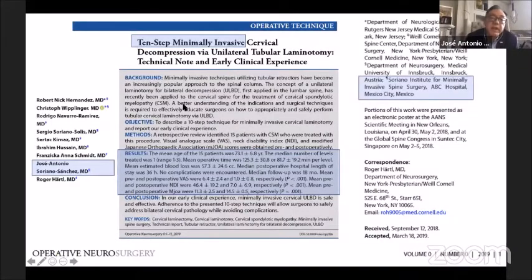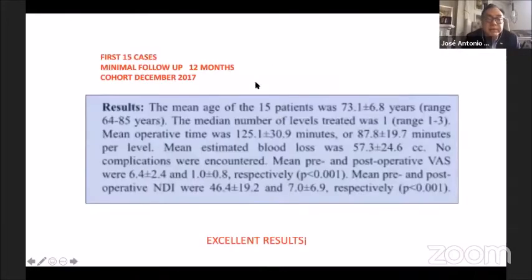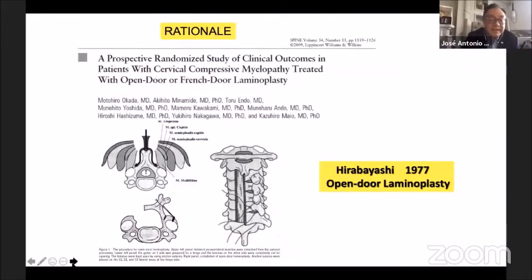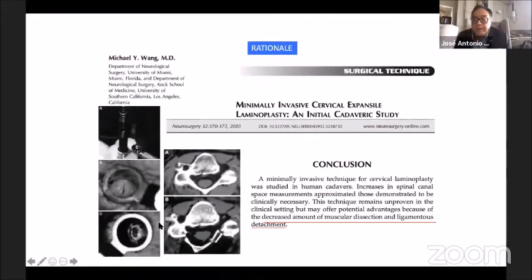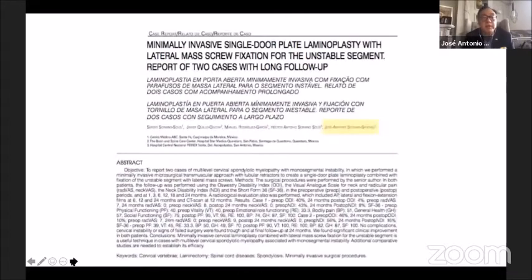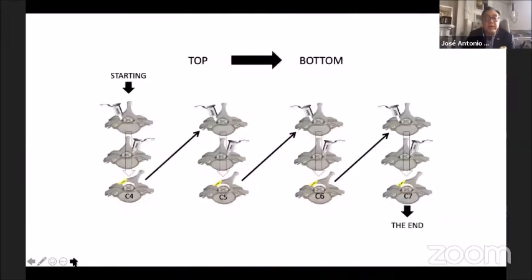We published this paper associated with Roger Hartley at Cornell University to show our preliminary results until 2017, with excellent results. So the last technique is the laminoplasty, described by Hirabayashi as an open door laminoplasty in 1977. And then Michael Wang described the feasibility of MIS laminoplasty through an initial cadaveric study, and we published some cases in the journal Columna.